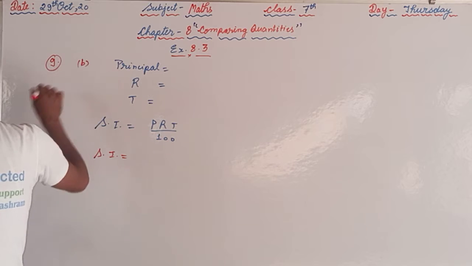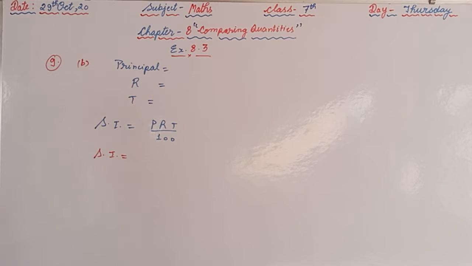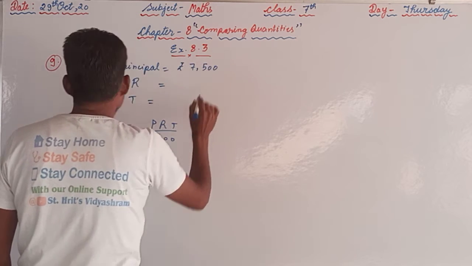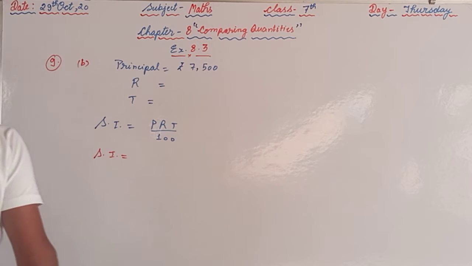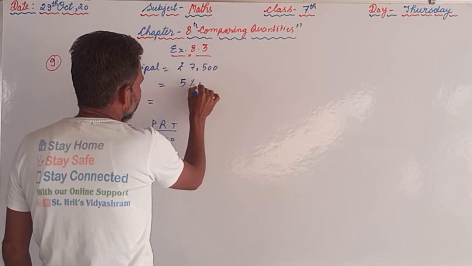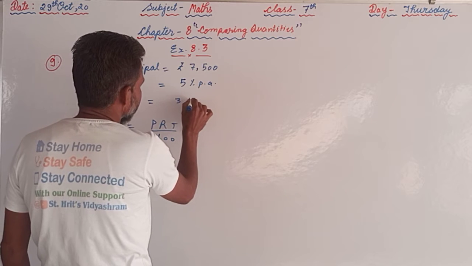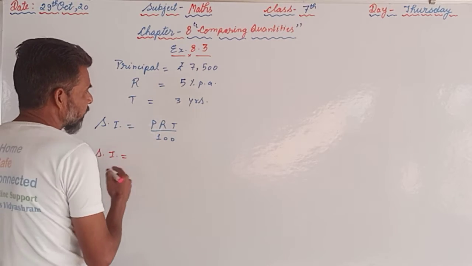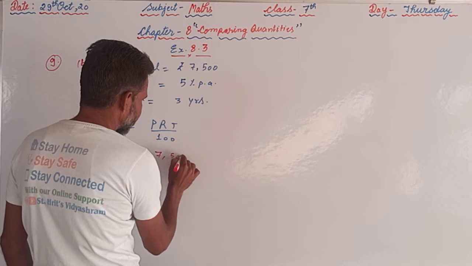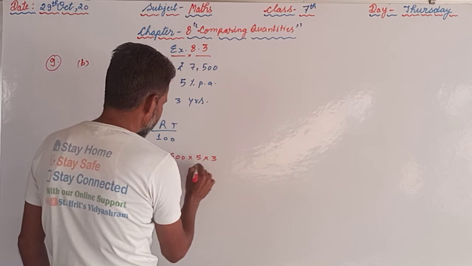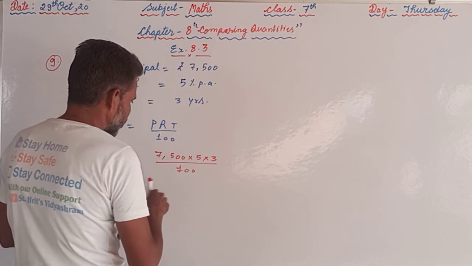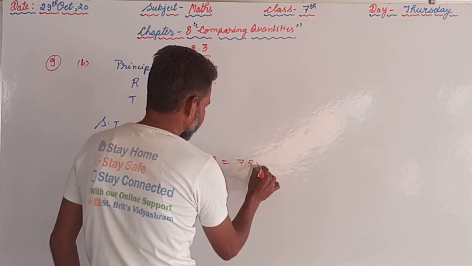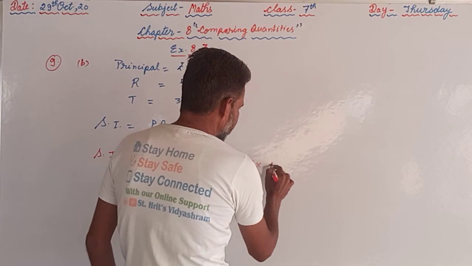In part B, the principal is given, rupees 7500, and the rate is given 5% per annum, and time is 3 years. So again we are supposed to use the same formula, that is PRT upon 100, and that will be 7500 into 5 into 3 upon 100. So 2 zeros again cancel out 2 zeros, and here we are getting 75 into 5 into 3.